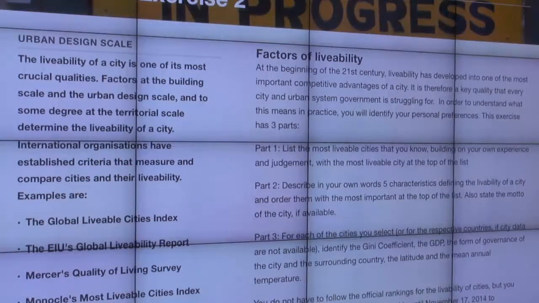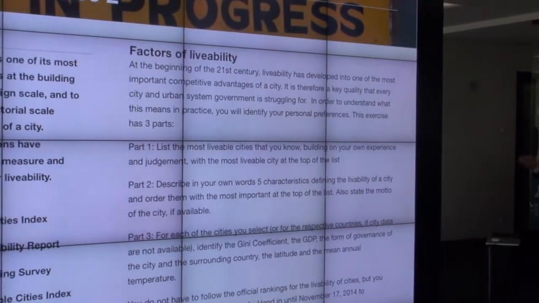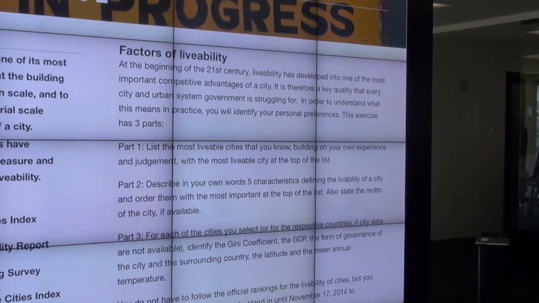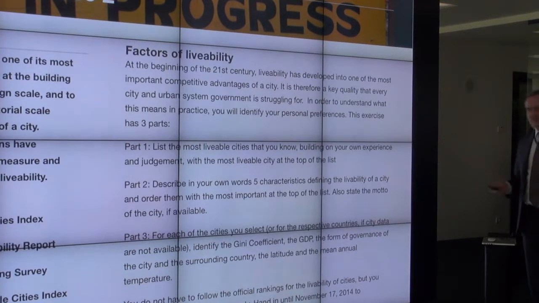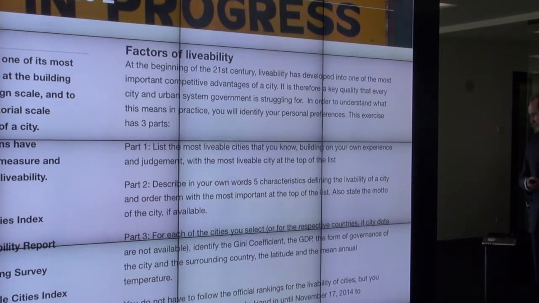And then part 3, for each one of the cities, you select, if city data are not available, the Gini coefficient. You know what that is? You'll find out. Gini coefficient is very important. That is an expression for the equality or inequality of the population of the city. The GDP, the form of government, governance of the city, and the surrounding country, the latitude and the mean annual temperature. So these are just facts that you have to give. First, you decide which is the city I like most. Then you analyze why is that. You give those numbers, and this is the whole exercise.